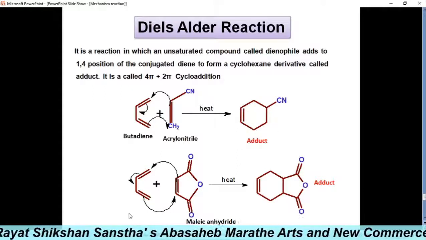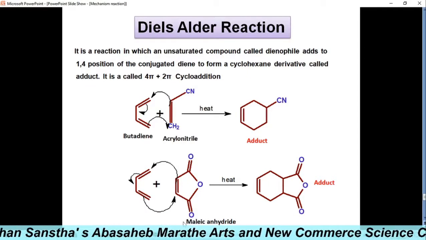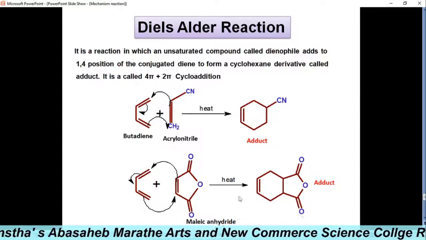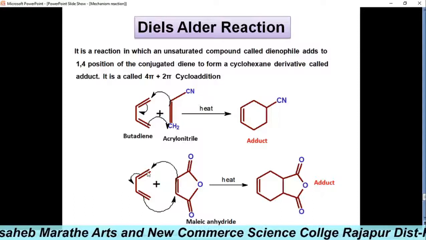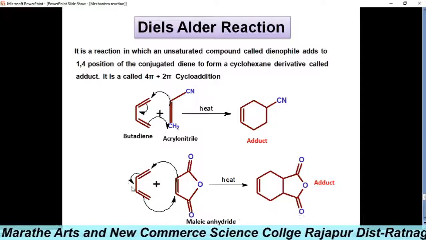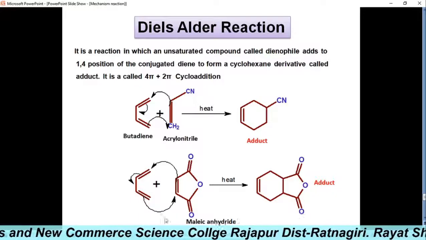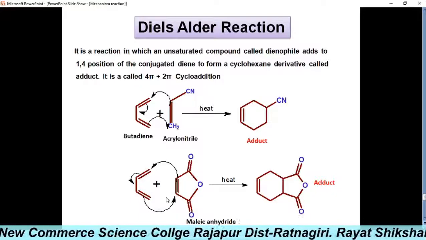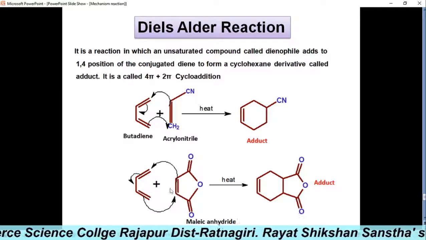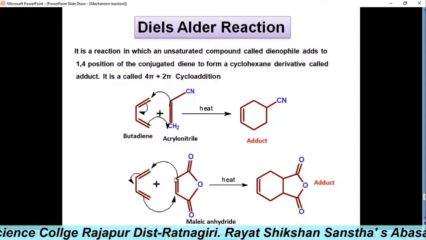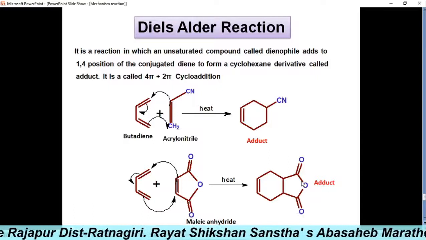Similarly, we add this butadiene in the presence of maleic anhydride. Under heating conditions, what happens? This carbon-carbon double bond is transferred to this. This carbon-carbon double bond is formed here, and this carbon-carbon double bond is transferred to this. So two new sigma bonds are formed. One of the sigma bonds is here, and one of the sigma bonds is here. And we get this type of adduct.